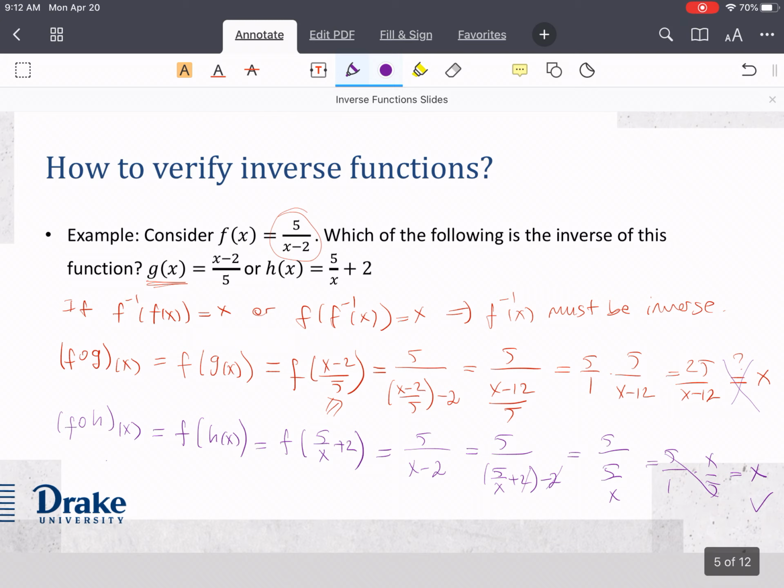So what I did is I composed f with h and then ended up getting the same x. So for this reason, therefore, h of x is the inverse of f of x. So this is how we check and verify inverse functions.